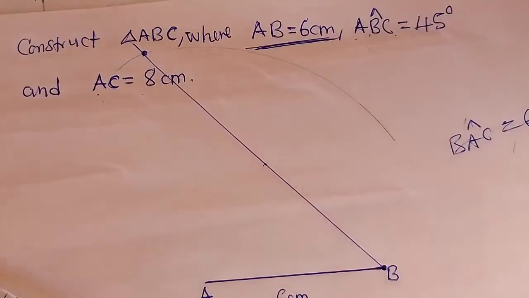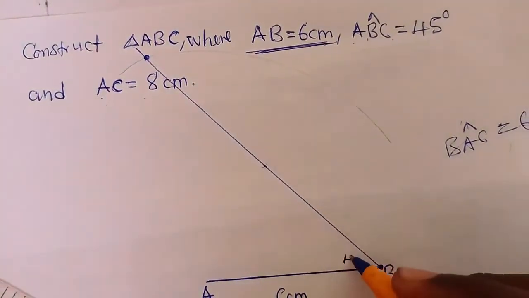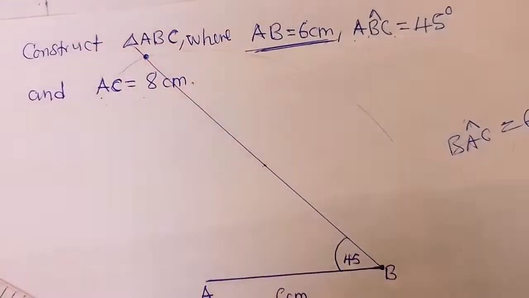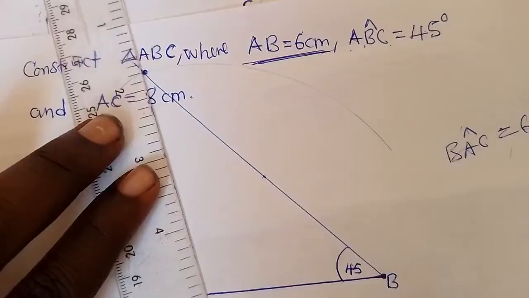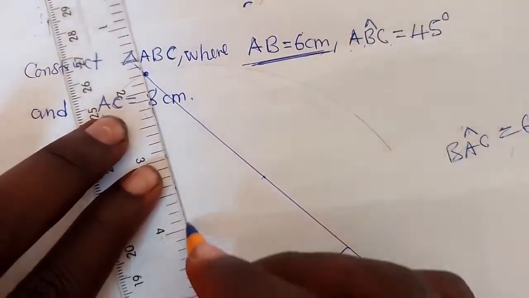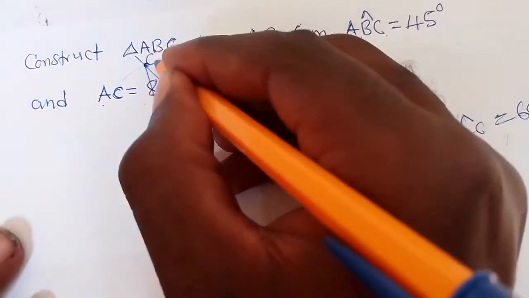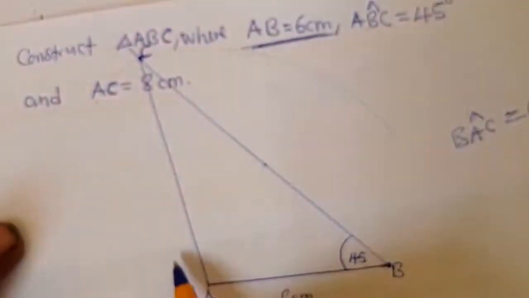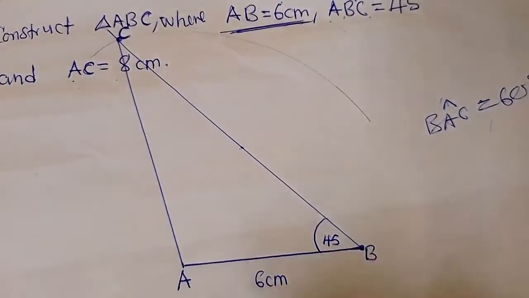Such that if you measure this angle here, this angle should be 45 degrees. So then you just get this one, you join it to that. Get this one, you just join it to that, like this. You just join them. So that is where C is. If you measure this, you discover that it will be 8 centimeters.